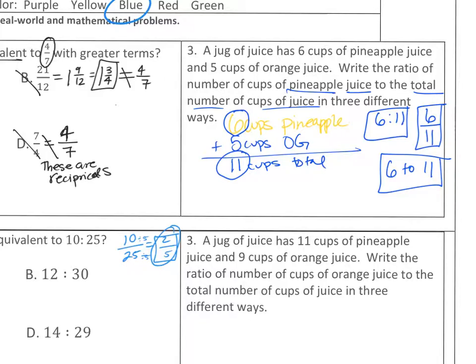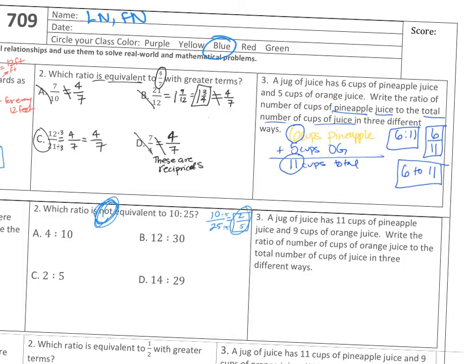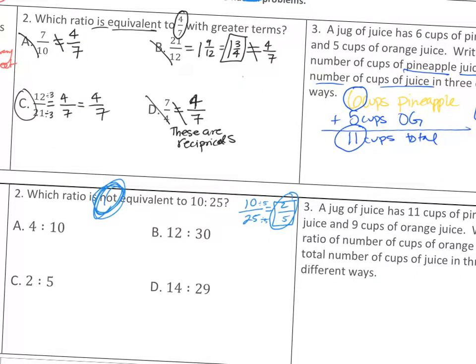Annotate your questions. And then again, just to reiterate so you don't get these wrong, make sure that you read the questions carefully on number 2 when they say not equivalent or when they say are equivalent or is equivalent.